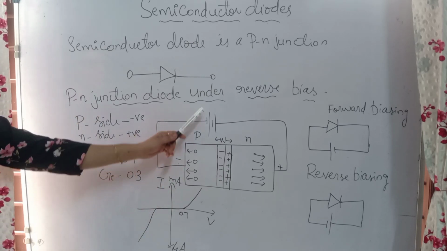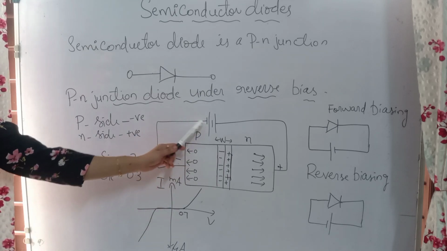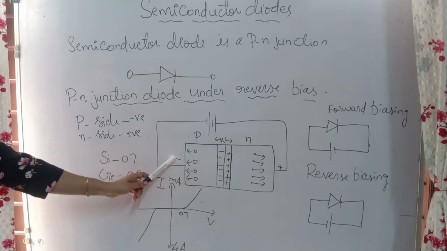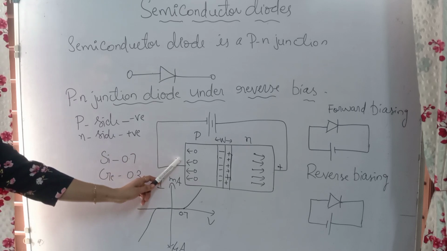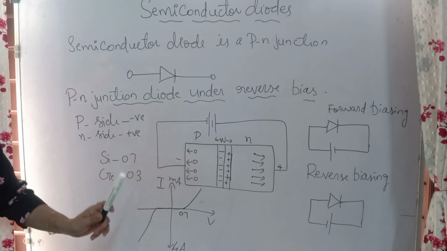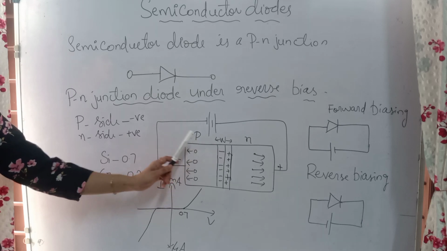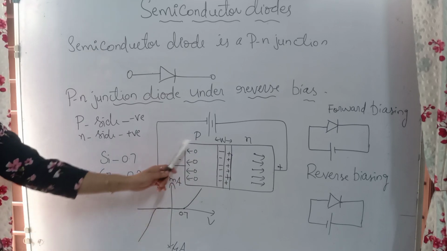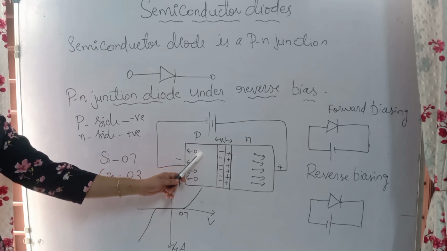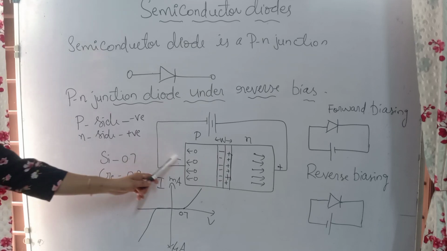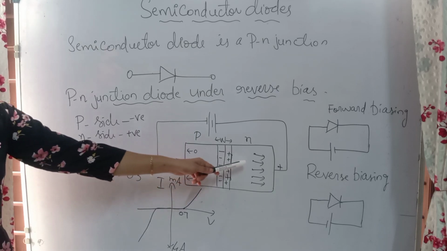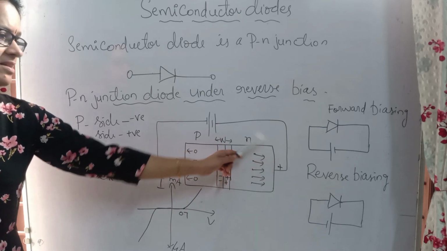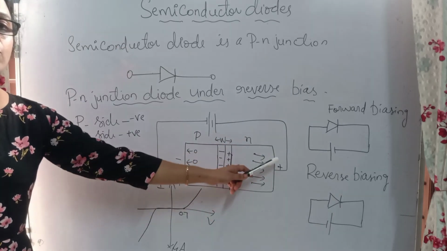When we connect this to the cell, what will happen here? Here we are connecting the negative of the cell to the P side and the positive to the N side. So the negative charge will be coming here. The P region has positive charges as the majority charge carriers, that means holes are the majority charge carriers on the P side. So the holes will be moving to this side. On the N side, electrons are the majority charge carriers, and they will move to the positive side. This side will be positive, right? So they will be moving to the positive side.